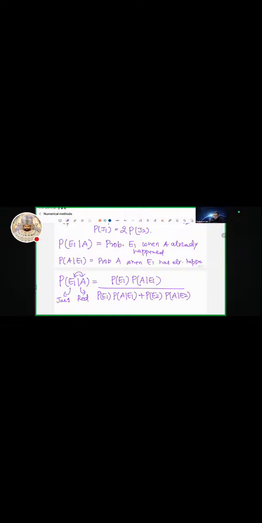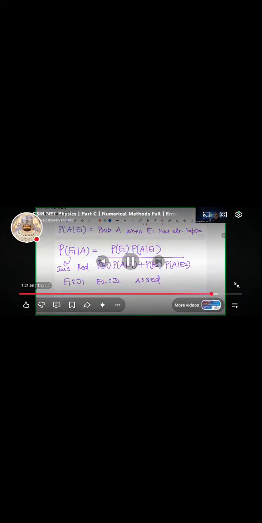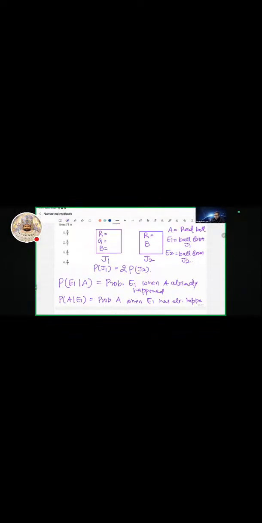A E1. Similarly, in the denominator, you write all of them. Probability of E1 into A E1. So let's say E2 means jar 2, and A means you have picked up the red ball. Can you tell me what is the probability of E1? Try it out. Probability of E1. Is it 50-50 or not?